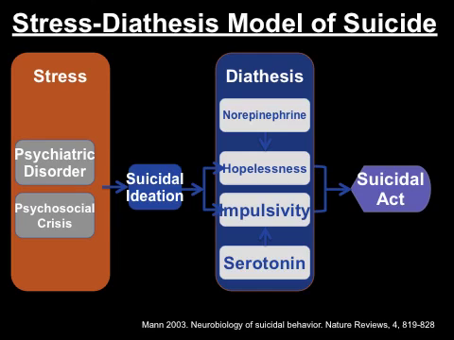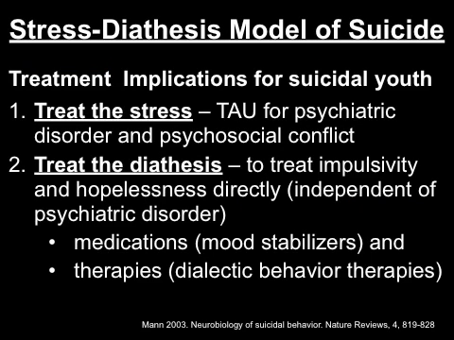We're going to talk a lot more about treatment later on in Dr. Sheftall's presentation, but what this model says is treat the stress, which is your typical treatment as usual. Basically, treat the depression, treat the psychiatric disorder that they have, treat the psychosocial circumstances that got them into this situation to begin with. But at the same time, what this model says is don't ignore the diathesis. There's things that we can do to address underlying impulsivity and hopelessness as well. So the treatment modality should be based on both the disorder and some of these things that can put them at elevated risk, like hopelessness and impulsivity.